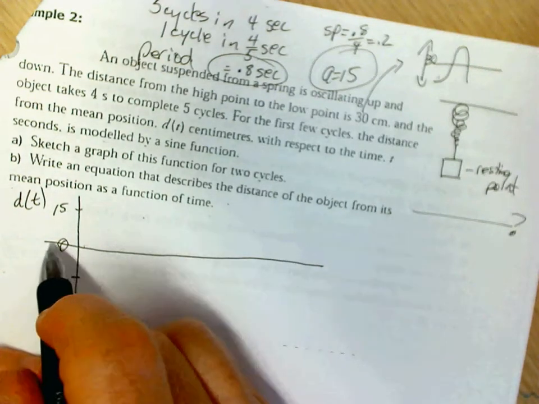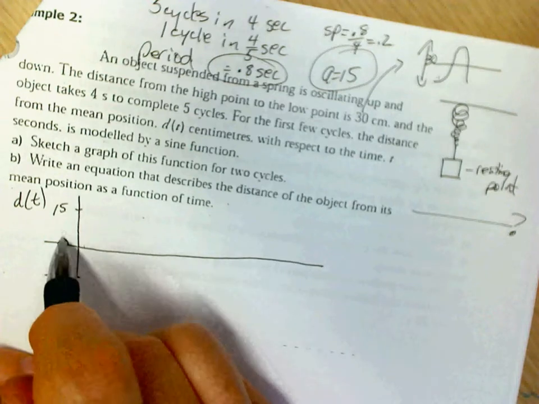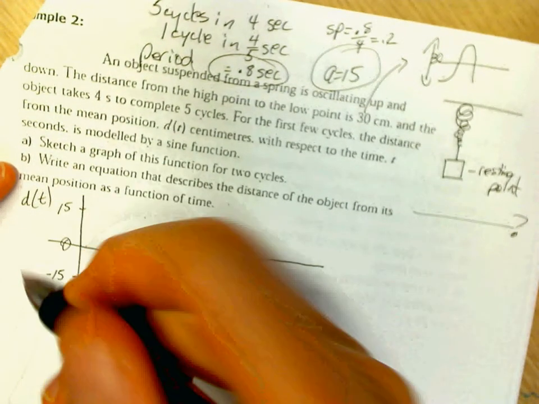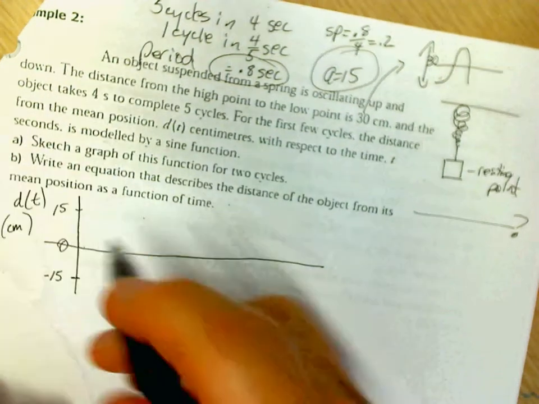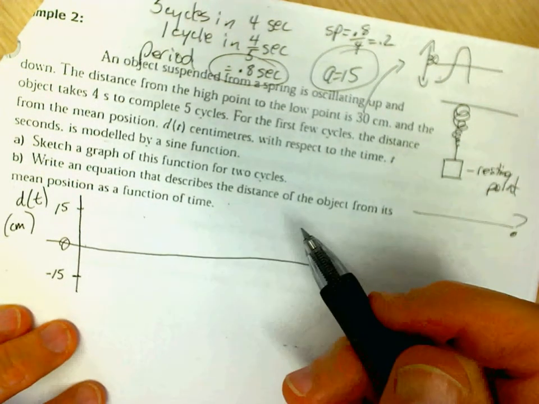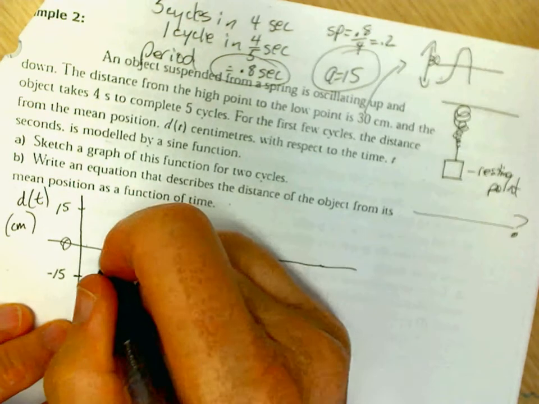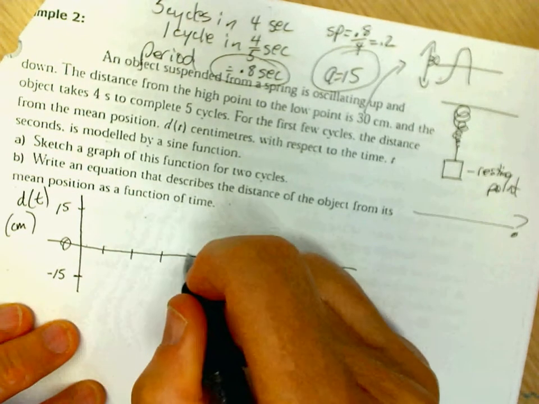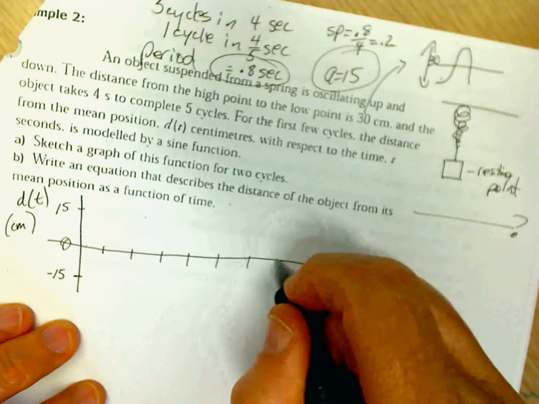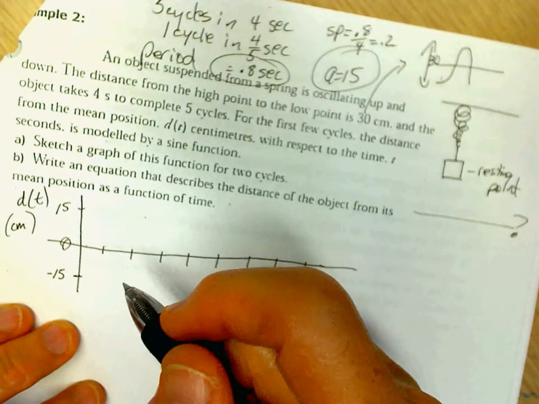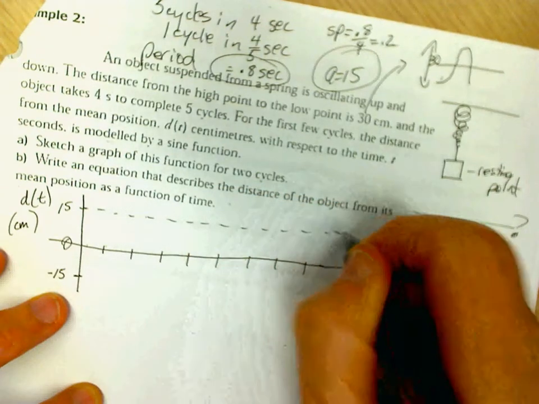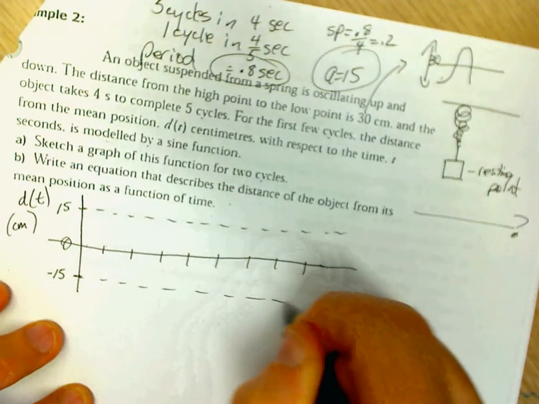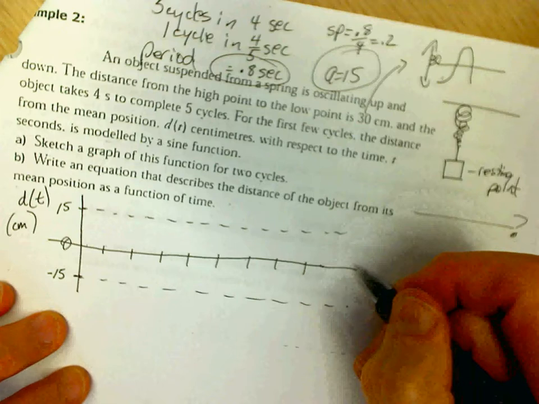So this is our y-axis. So that's in centimeters. Okay? So sketch a graph for 2 cycles. So we need 1, 2, 3, 4. 1, 2, 3, 4. And this will be time in seconds.